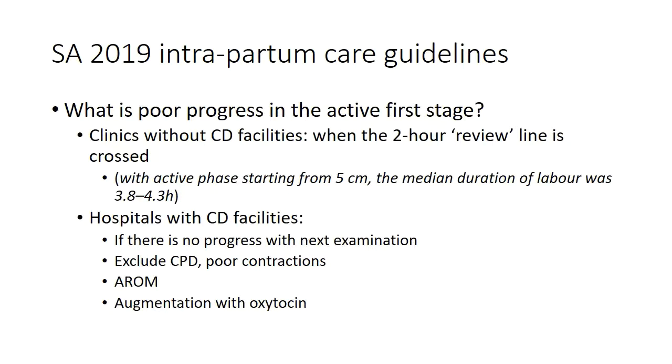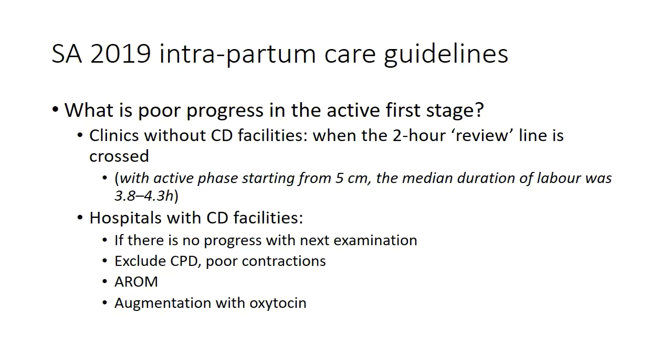So how do we define poor progress in the active first stage? If you're in a clinic without a cesarean section facility, then when you cross that 2-hour review line, and remember, if you start counting at 5 centimeters, the median duration of labor is less than 4 hours. So in 4 hours, the patient should be at least 9 centimeters or almost fully dilated.